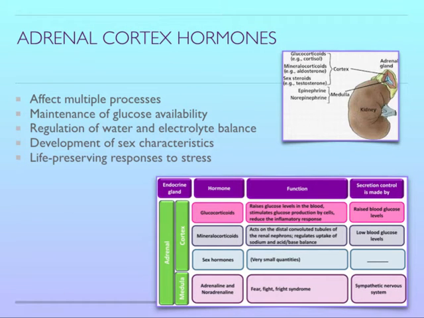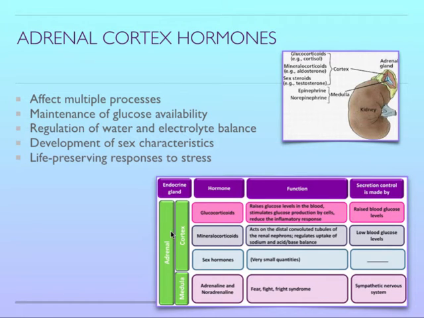So let's look at the hormones that are produced within the adrenal cortex. It affects multiple processes throughout the body. It maintains glucose availability. It regulates your water and electrolyte balance. It also has a small effect on the development of sex characteristics. And it also has life-preserving responses to stress.